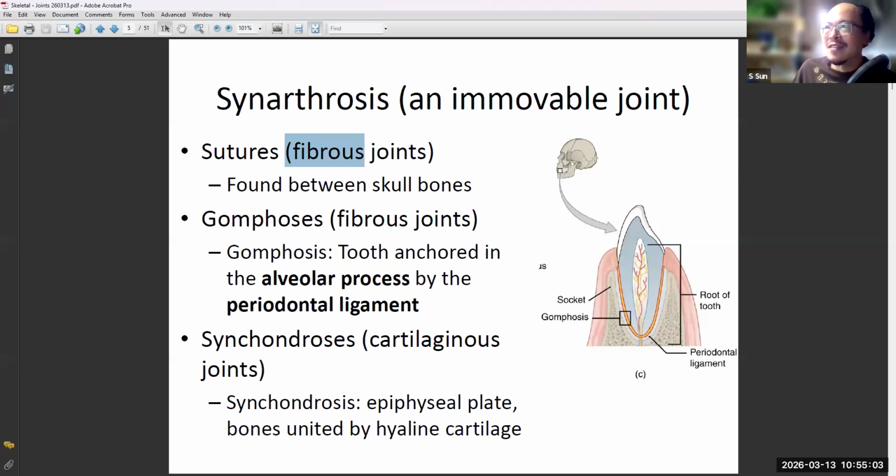So that example, a quiz question can be: suture is part of what, or can be classified into what type of joint? It's synarthrosis right here, synarthrosis.